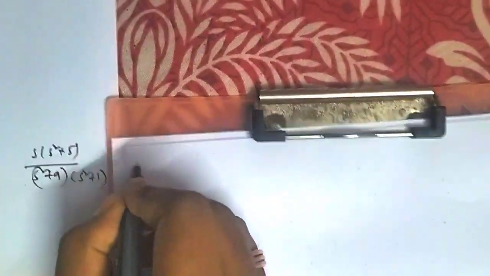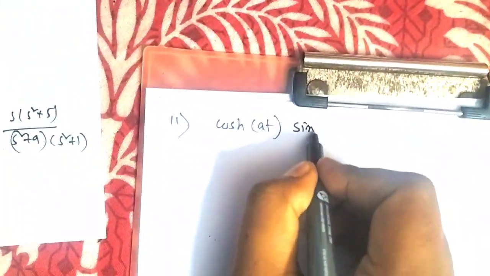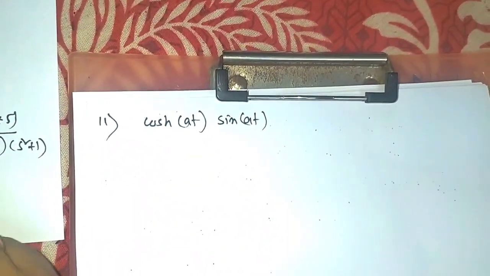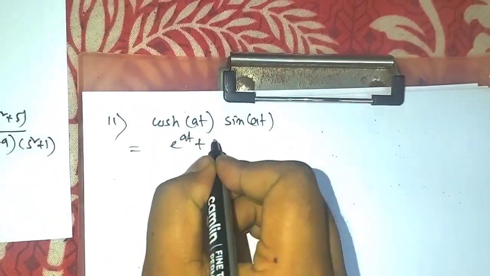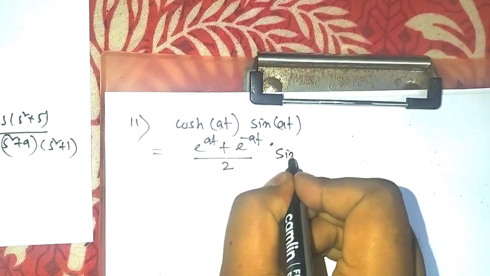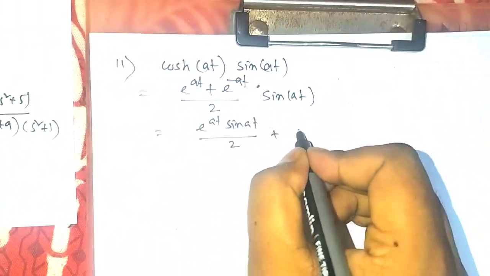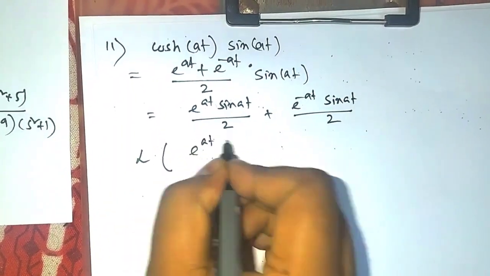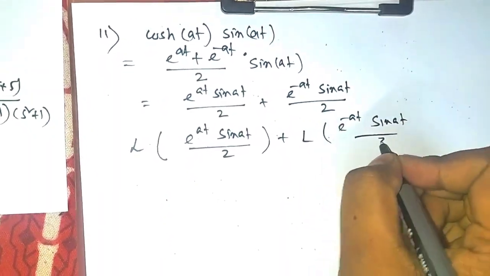Here it is given sinh at cosh at, clear? I will transform this hyperbolic function to exponential function. So cosh at equals e to the power at plus e to the power minus at by 2, into sin at. Now split it: e to the power at sin at by 2 plus e to the power minus at sin at by 2. Now take the Laplace transform: L of e to the power at sin at by 2 plus L of e to the power minus at sin at by 2.